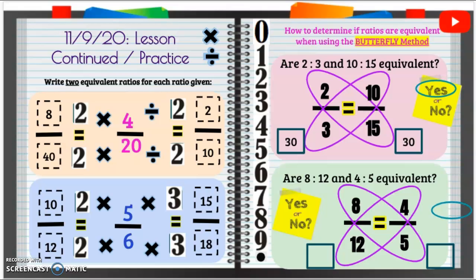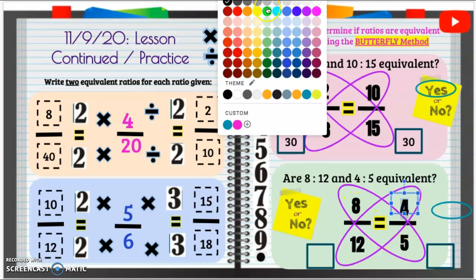They're the same. All right, let's take a look at the bottom one. Are 8/12ths, or 8 to 12, and 4 to 5 equivalent? Remember, we can write them with fractions. 8/12 equals 4/5. Let's see. I don't know. So remember, we're going to cross multiply.